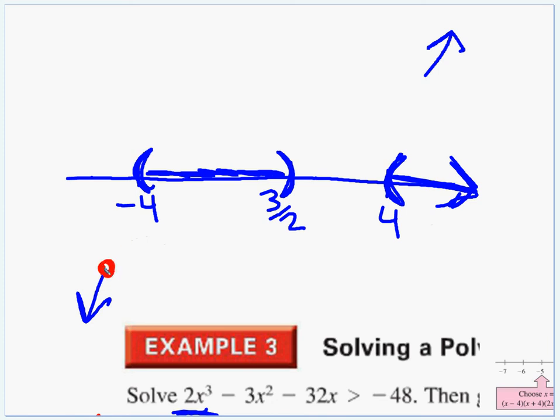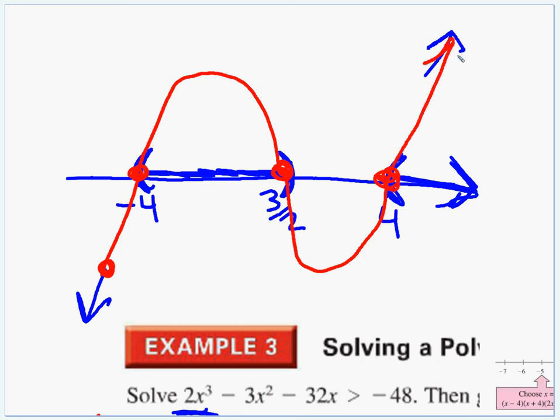So here I am going down to the left. I work my way up. I've got an x-intercept and I'm up above. So here we're positive until we cross the x-axis again. And then we're underneath and then we cross again at 4 and we're off to infinity.